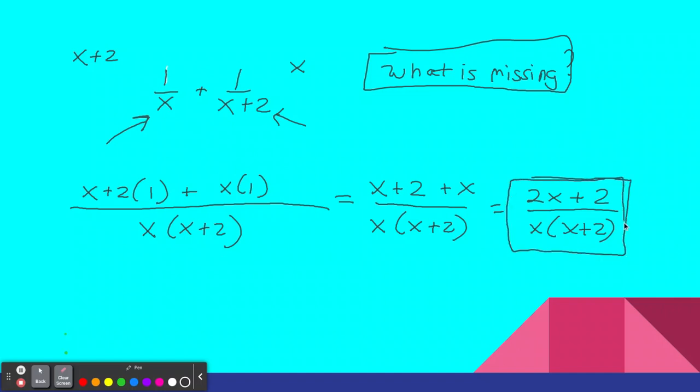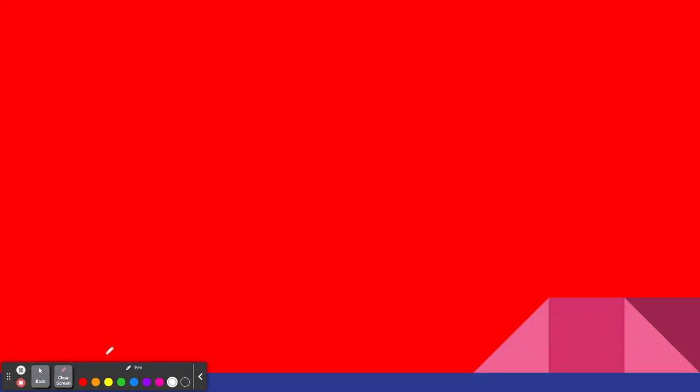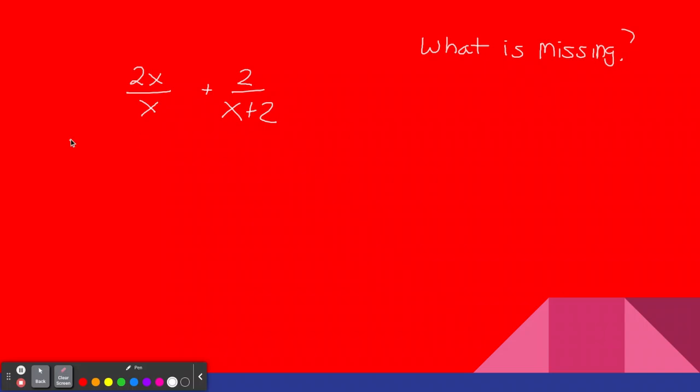So we'll do a few more so you get used to it. Rewind if you need to. Let's clear this out. Let's do another one. All right, let's try this one. What if we had 2x over x plus 2 over x plus 2? So again, ask yourself, what is missing? What is missing? Well, in the first fraction, what's missing is x plus 2. And in the second one, what's missing is x.